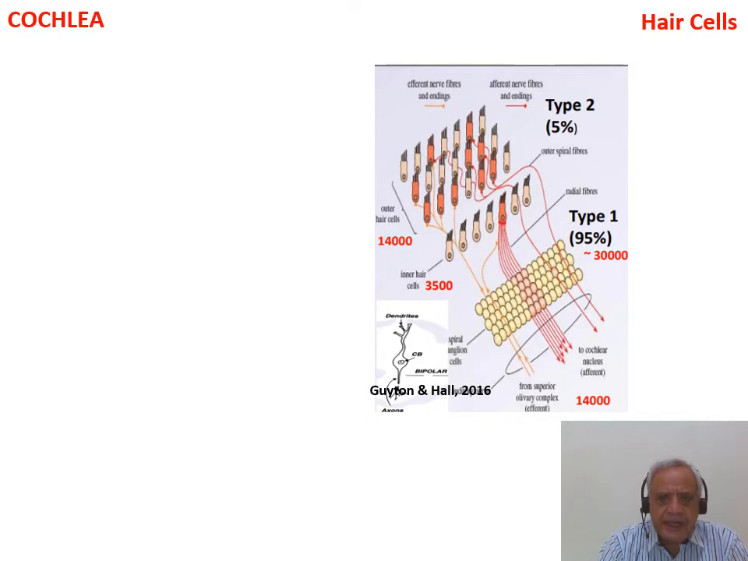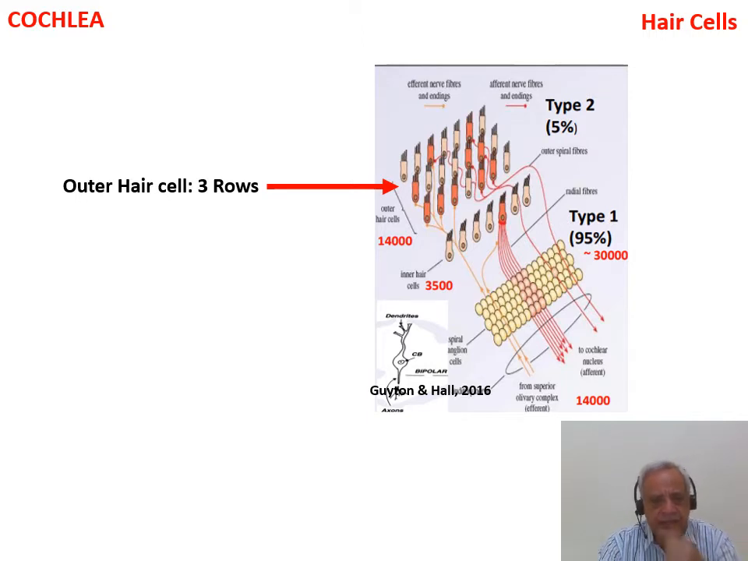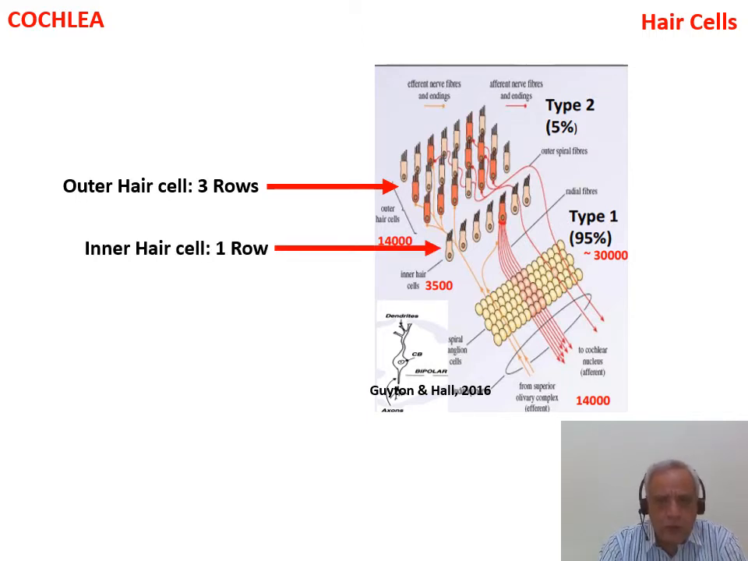The hair cells are arranged in rows. We have 3 rows of outer hair cells and only 1 row of inner hair cells. But the inner hair cells are the most important for hearing.